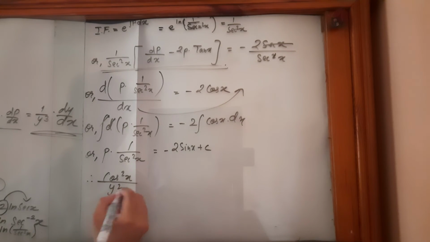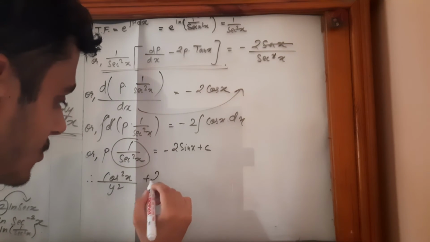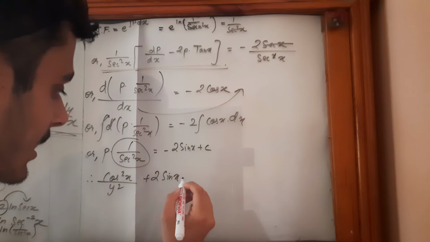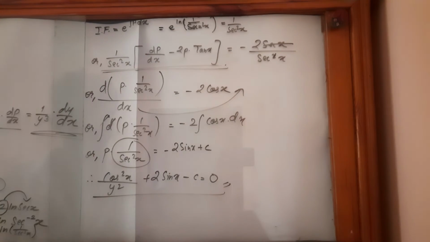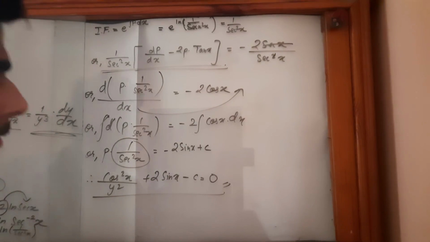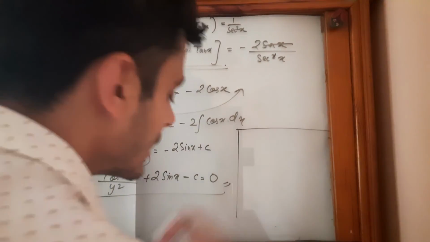1 over sec square x can be written as cos square x, plus 2 sine x minus c is equal to 0. So there you go. This is the final answer to this question, and I'll leave you with a fun fact.